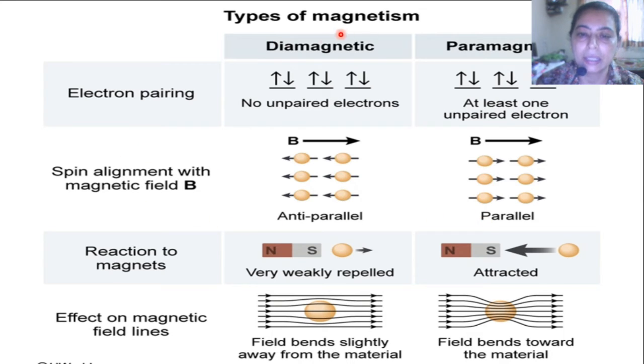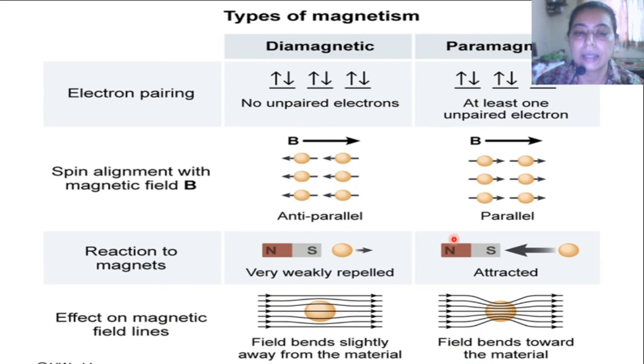If we keep a diamagnetic substance near the magnet, then what will happen? Reaction to the magnet: diamagnetic substances will be very weakly repelled by the magnet, but paramagnetic substances are going to be attracted by the magnet. Effect on magnetic field lines: if we keep the diamagnetic substance, the field bends slightly away from the material, but in the paramagnetic, the field bends toward the material.